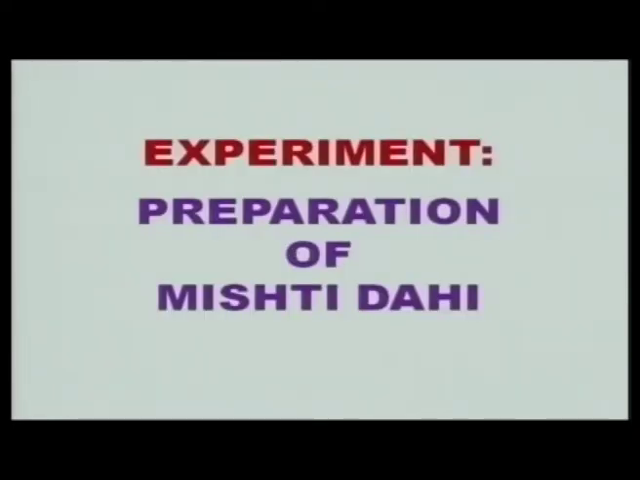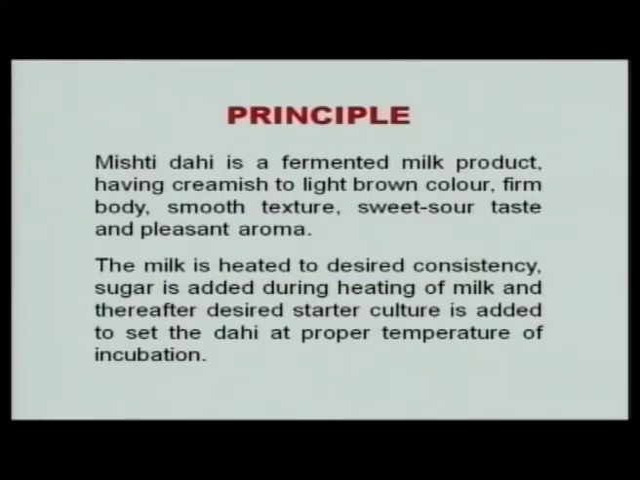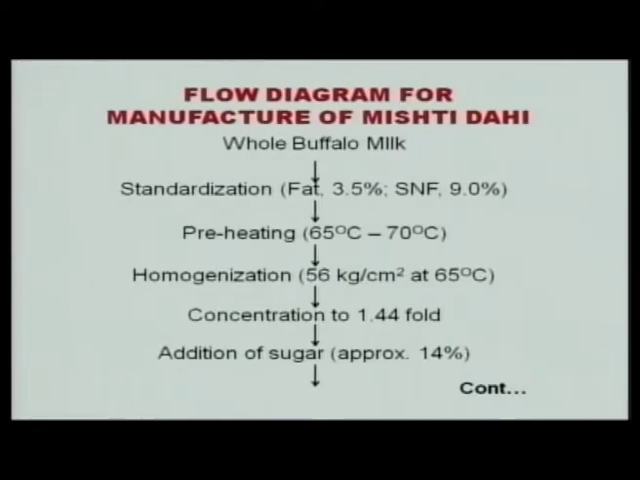Now, we come to the next experiment on preparation of Mishti Dahi. As we studied, Mishti Dahi is a fermented dairy product with a light brown color because of the sugar. It has a firm body, smooth texture, sweet sour taste and pleasant aroma. Normally milk is heated to the desired consistency, sugar is added, and thereafter it is cooled and the starter culture is added to set the Mishti Dahi at the proper incubation temperature. Now, we have studied this.